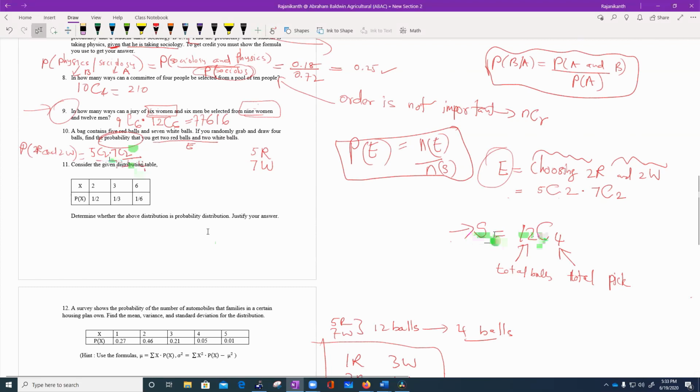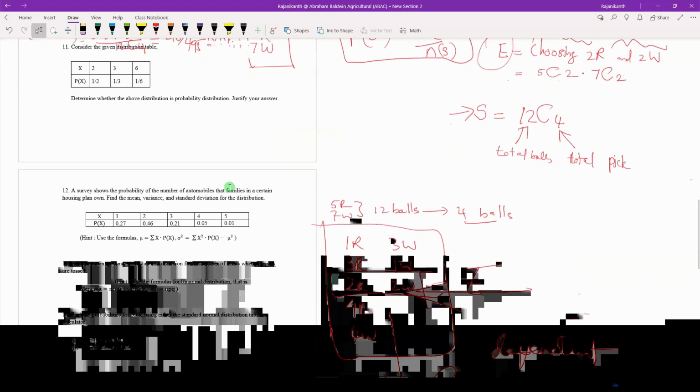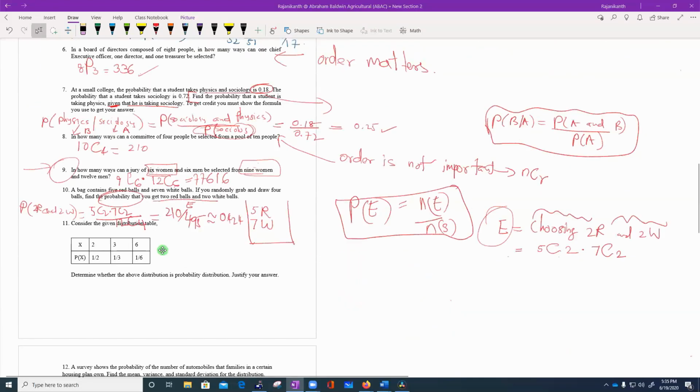That is why if you see your answer, 5C2 times 7C2 over 12C4. That makes sense now? Yes. Yeah, so now take your calculator and simplify. So that is 210 over 495. So that is going to be 0.42.